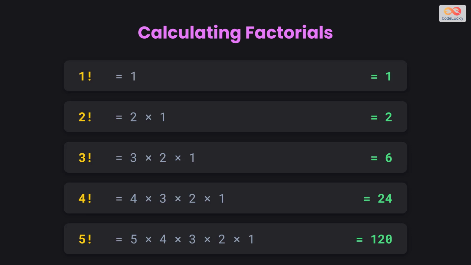Here are some examples of calculating factorials. 1 factorial is just 1, 2 factorial is 2 times 1, 3 factorial is 6. As the number increases, the value grows very quickly. 5 factorial is 120.